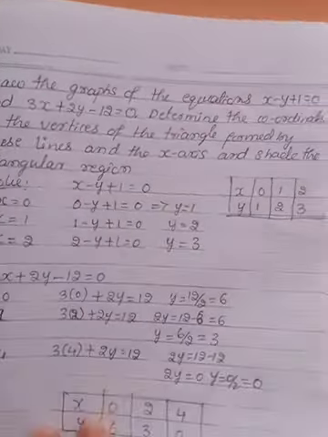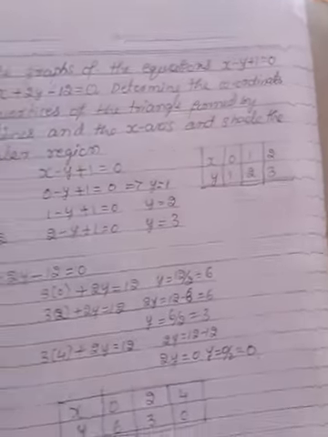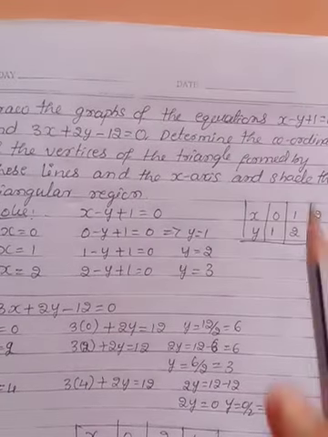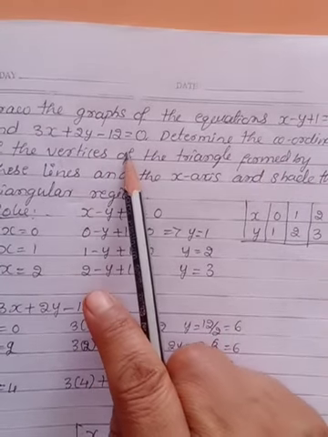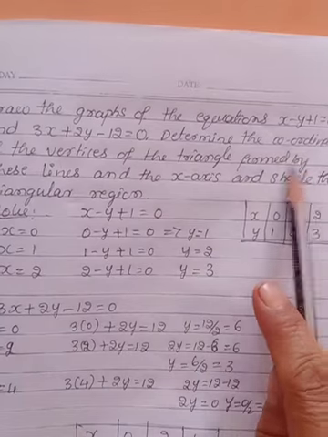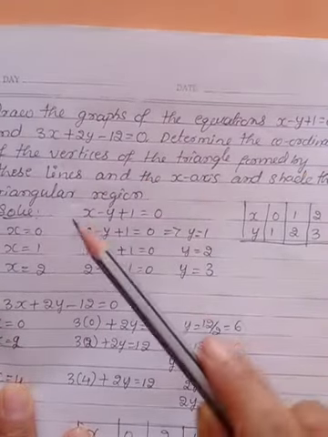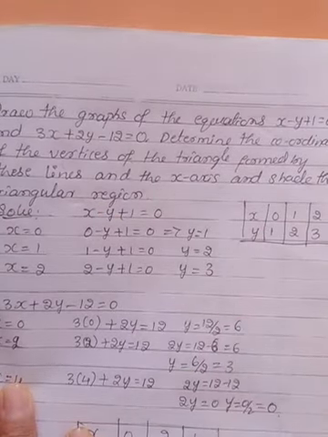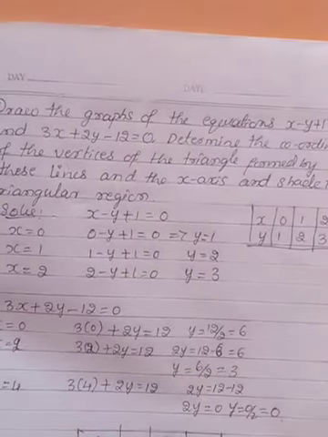Now the last problem of the exercise, children. The last problem is: draw the graph of the equations x minus y plus 1 is equal to 0 and 3x plus 2y minus 12 is equal to 0. Determine the coordinates of the vertices of the triangle formed by these lines and the x-axis and shade the triangular region. This is the given thing. Now let us solve it first.